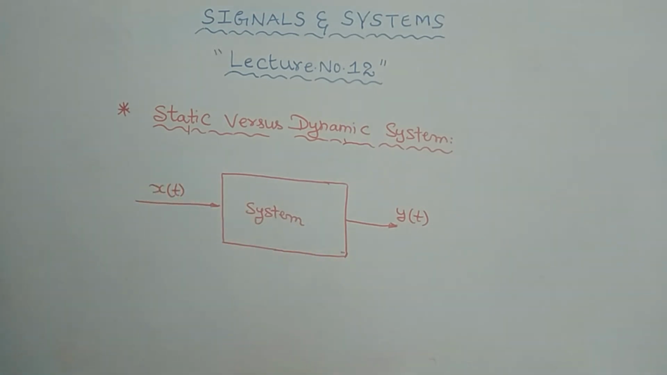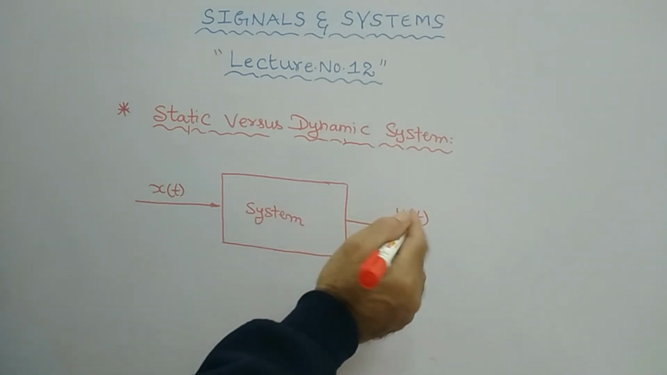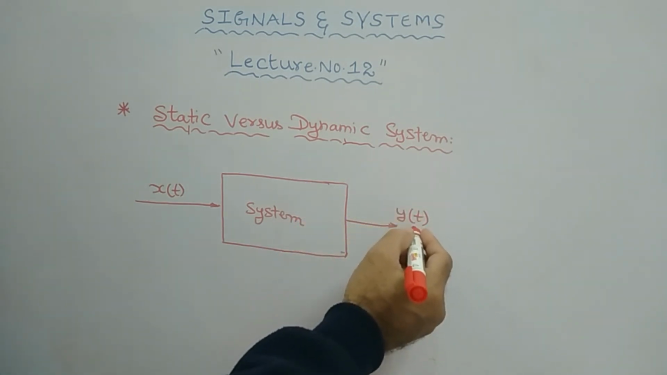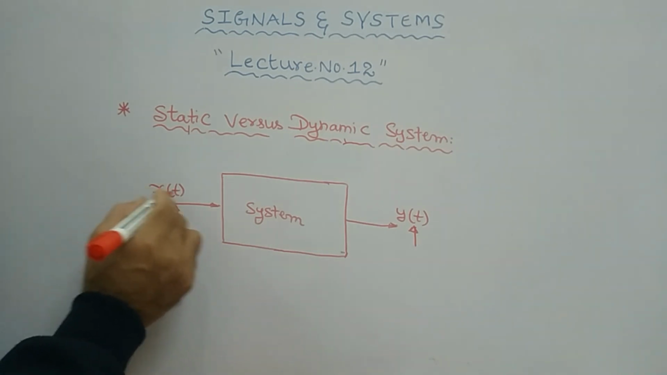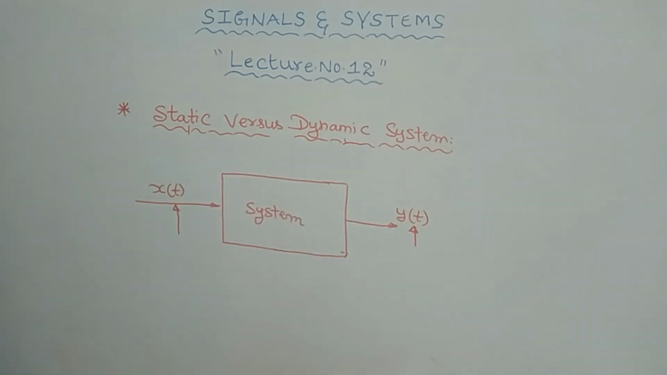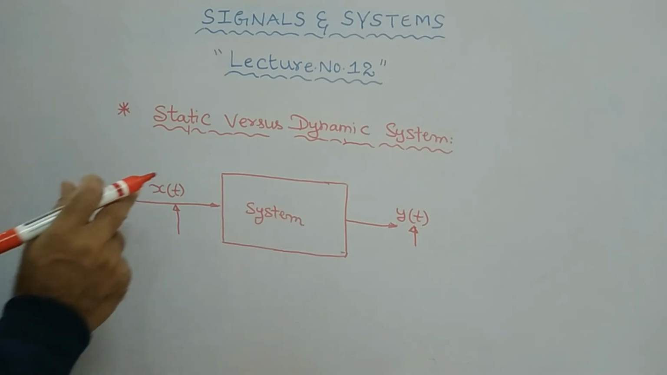Clear? So this y of t is the present time t, whereas this is the present time of input, the present time of output. Okay, so what is the past input?